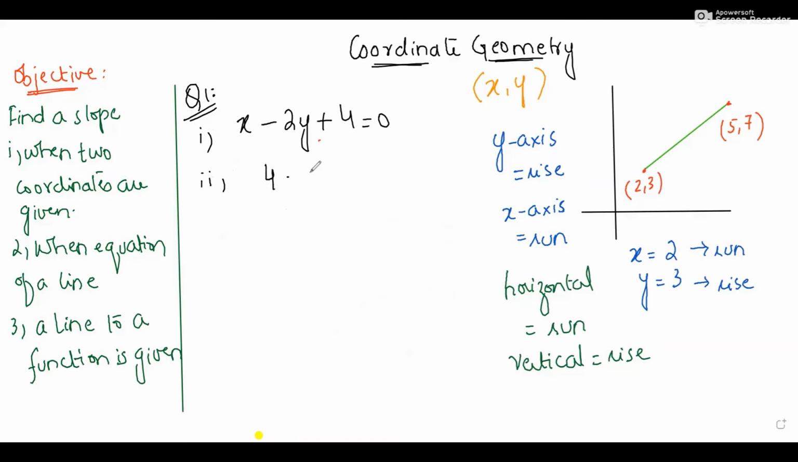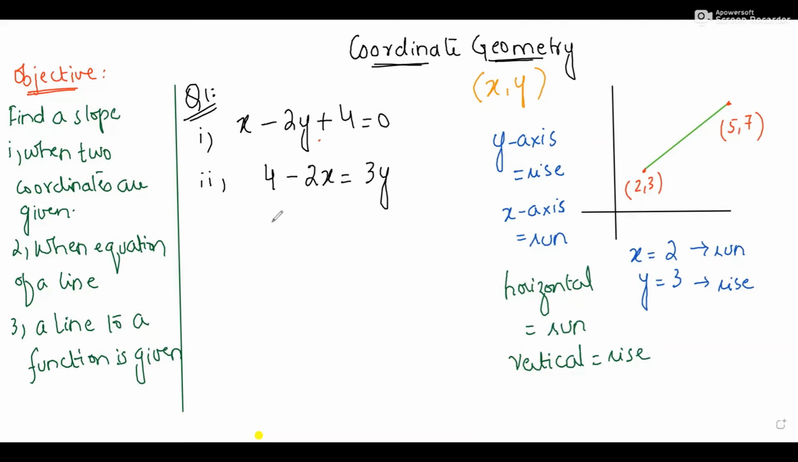4 minus 2x equals to 3y. So these are the two conditions and two different questions. So if I have asked you to find out the slope for the two different questions, first of all, you must know the pattern to arrange the equation.